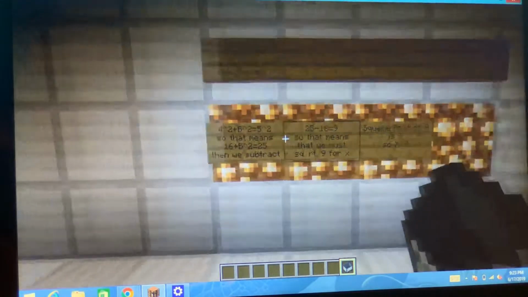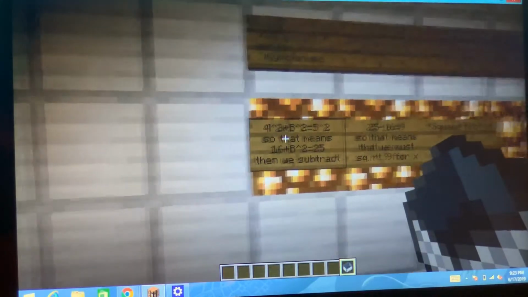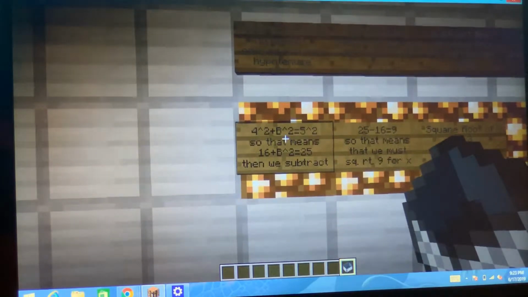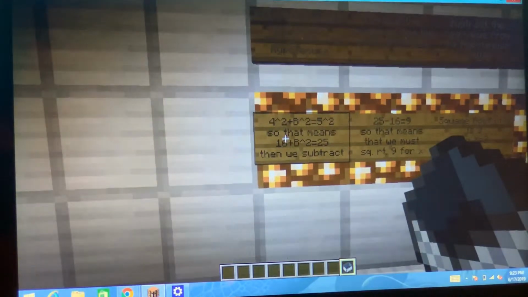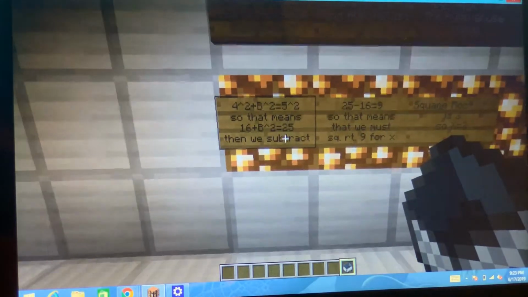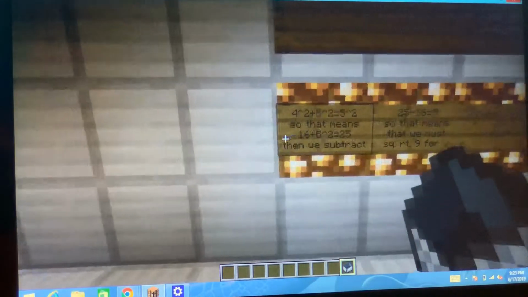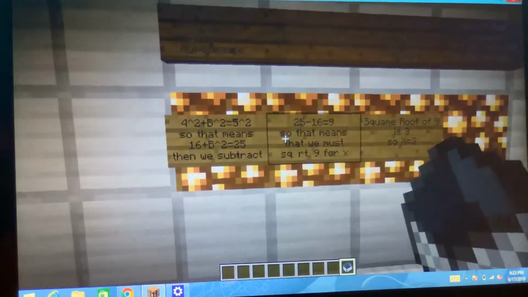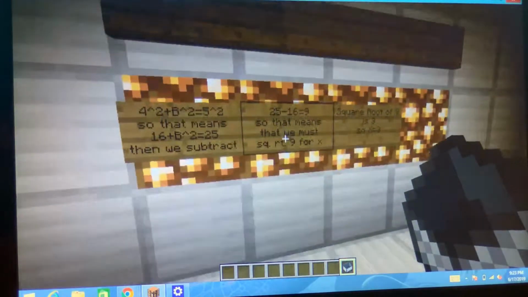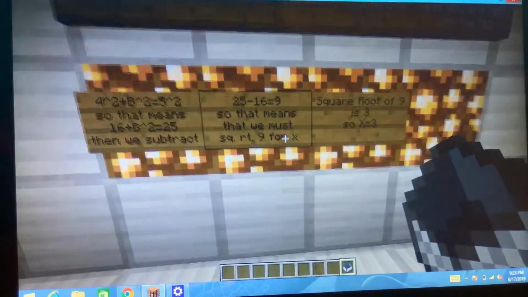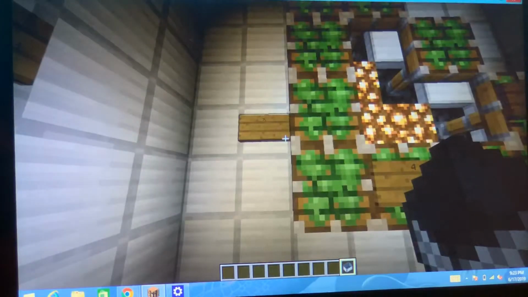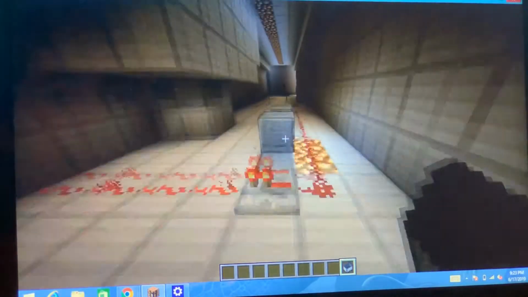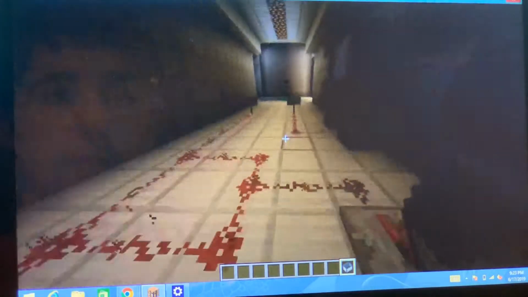So that means that 4 squared, which is the leg, plus b squared, to be determined, equals 5 squared, the hypotenuse. So that equals 16 plus b squared equals 25. Then we must subtract them. 25 minus 16 equals 9. So we must square root 9 for the other leg value. The square root of 9 is 3. So the x value is 3. Now we must hurry back.